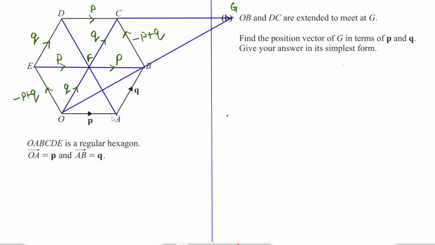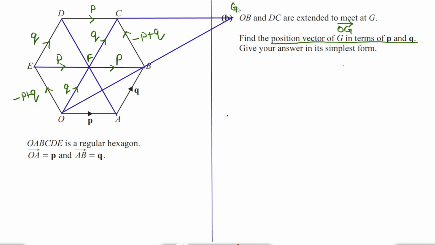Okay. Now what we are looking for here is the position vector of G in terms of P and Q. So what is given here? OB and DC are extended. So I put a scale on OB and extend it a long length, and then I put my scale on DC and extend it, and they intersect at G, and I erase the extra part. Now I have to find the position vector of G, which means we are looking for OG. Position vector always starts from the origin.